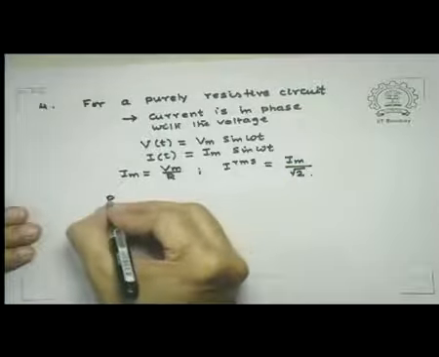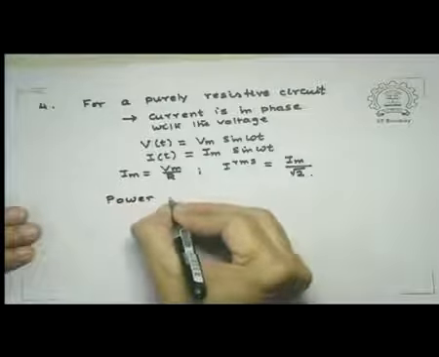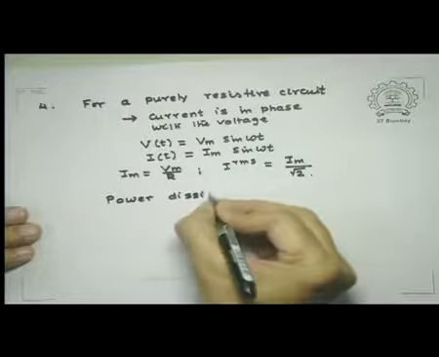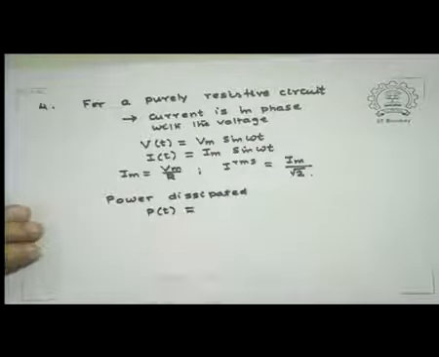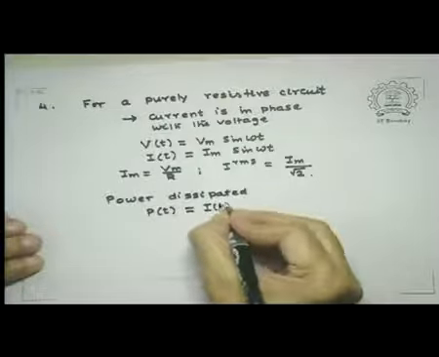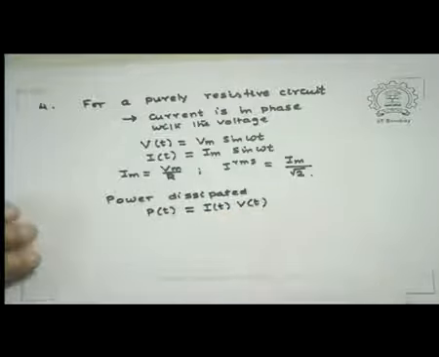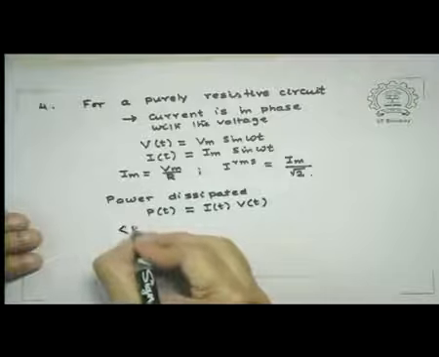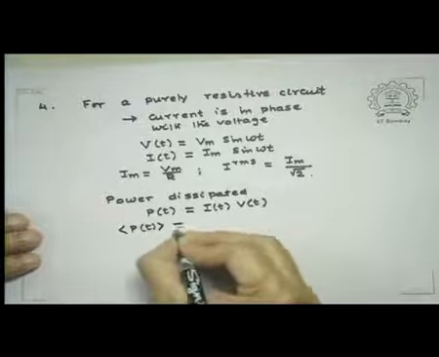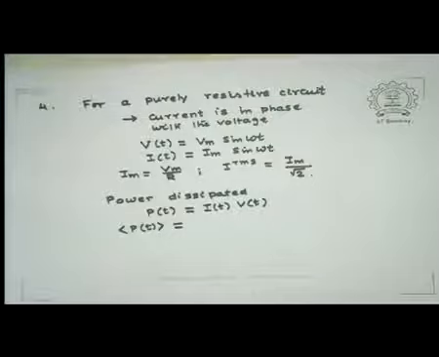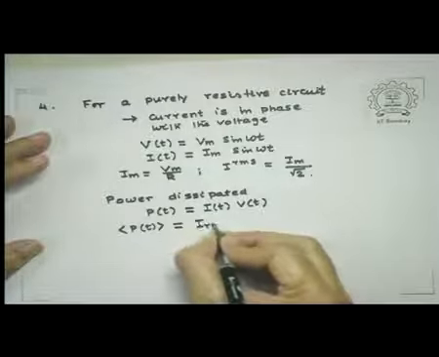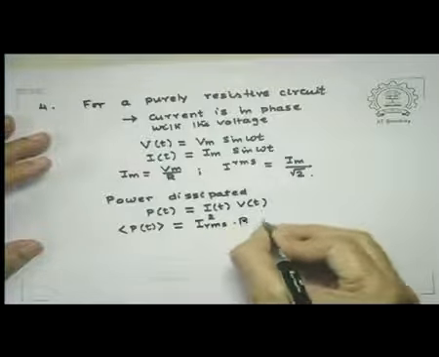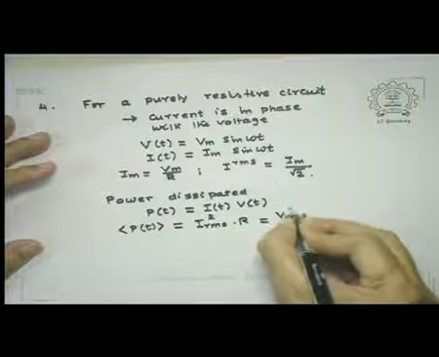The power dissipated P of t is I of t times V of t, and if you look at the average power, because each one of them has a sine variation, that sine square of omega t, whose average value is half, will determine the average power, and that is equal to I RMS square times R, which is also equal to V RMS square divided by R.